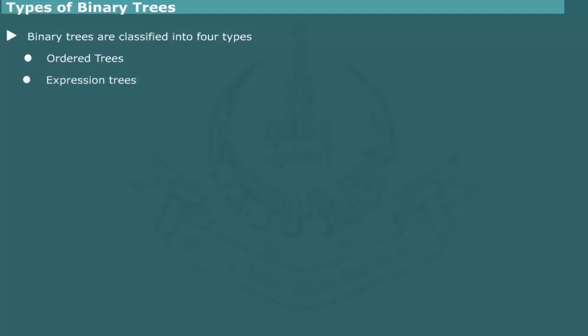Types of binary trees. Binary trees are often classified on the basis of type of data structure contained in the nodes. Generally, 4 types of trees are used in different applications. These are characterized as ordered trees, expression trees, heaps, and decision trees.